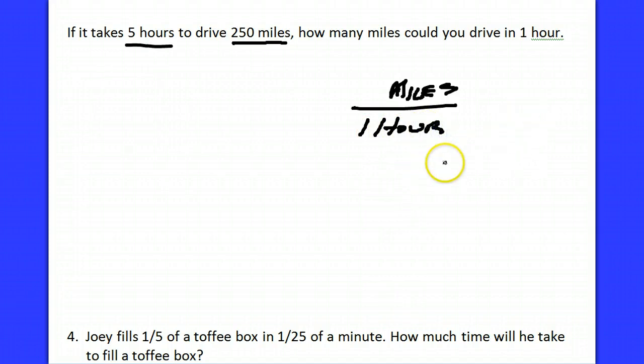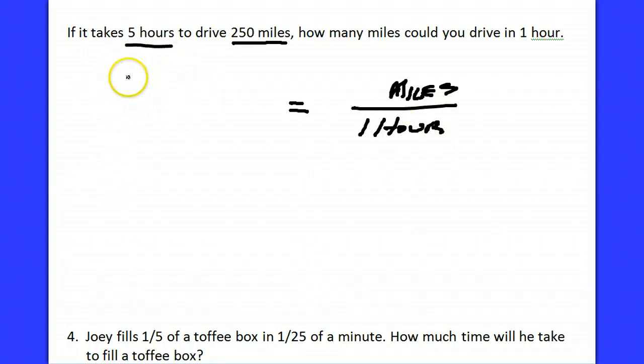The whole idea of unit rate is that there's a single unit at the bottom of your ratio, at the bottom of your rate. So we kind of have to set that up and understand what the outcome is supposed to look like before we do the problem.